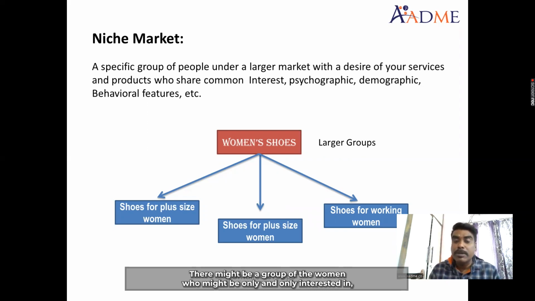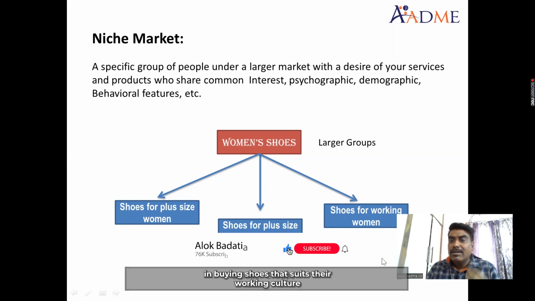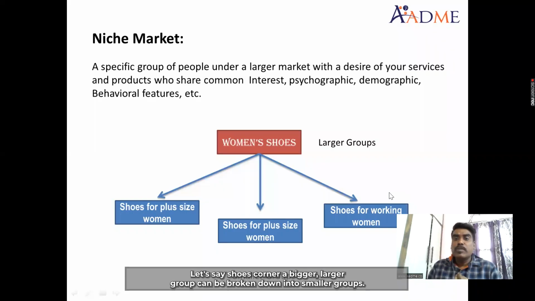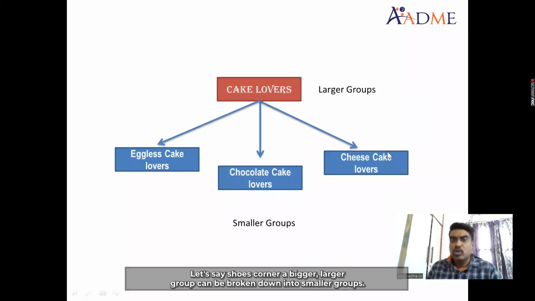There might be a group of women who might be only and only interested in, let's say, party shoes. There might be a group of women who might be interested in buying shoes that suit their working culture. There is a group who might be interested, let's say, in shoes for nurses. A bigger, larger group can be broken down into smaller groups.